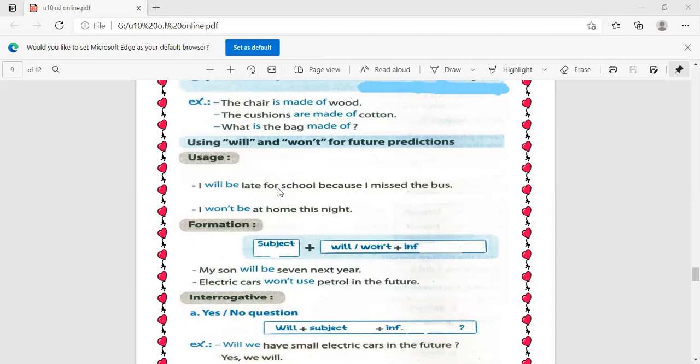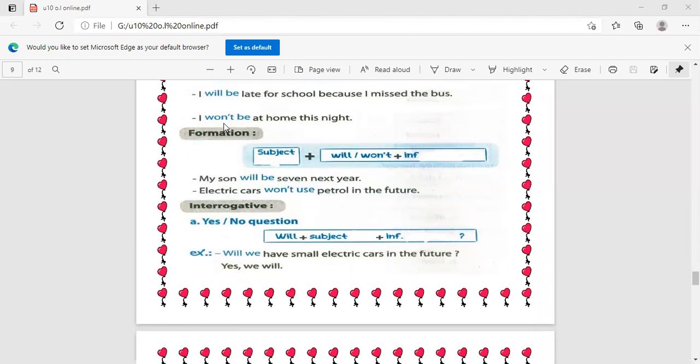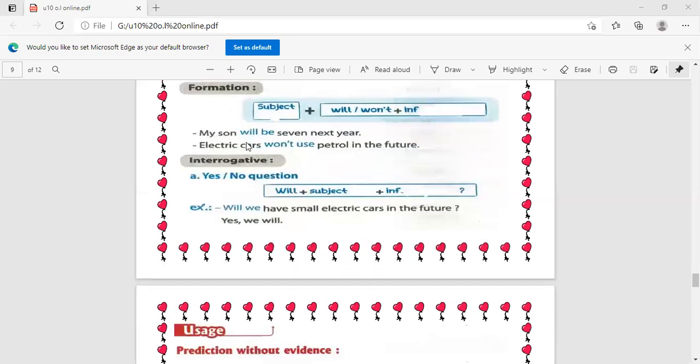I will be late for school because I missed the bus, okay? Here, will plus verb infinitive. We use will plus infinitive or won't plus infinitive. I want to be at home this night, okay? So when we use will or won't, we put the infinitive after it. Subject, will or won't plus infinitive. My son will be 7 next year.